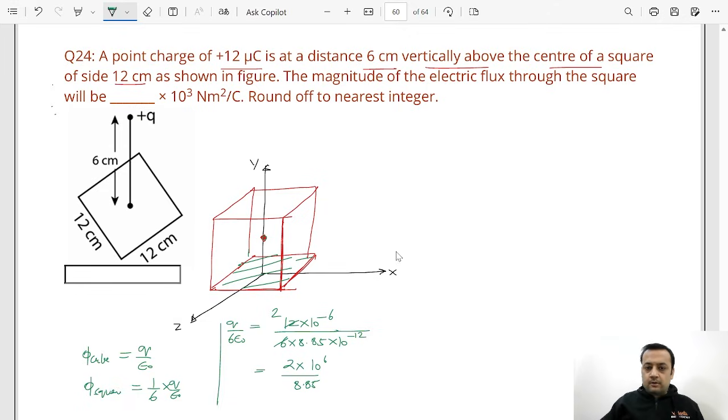Now we have to express the answer in terms of 1000. So this will be 2000 upon 8.85 into 10 cube. If you do the math here, it will come out to be nearly 225.98 approximately. I have done this using a calculator. The nearest integer is 226. So this will become 226.